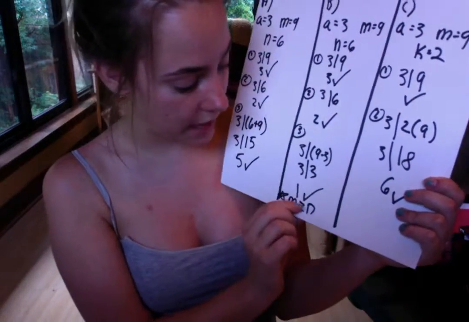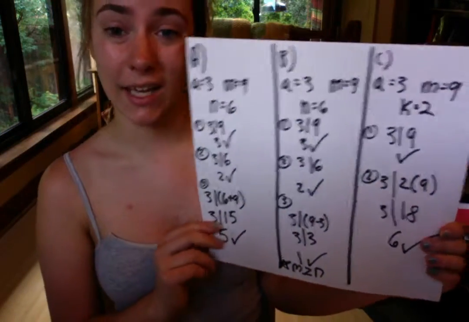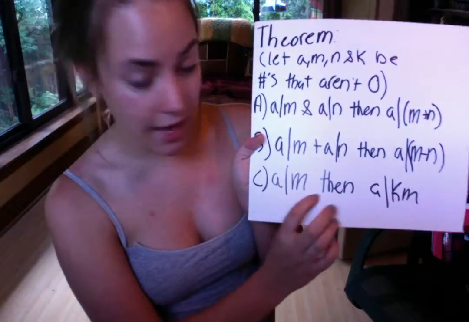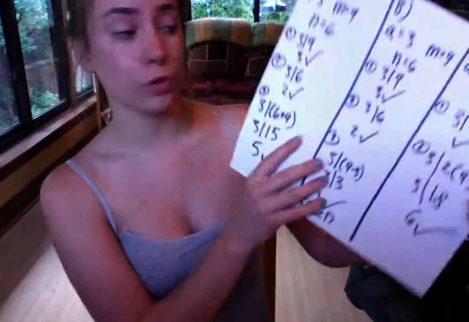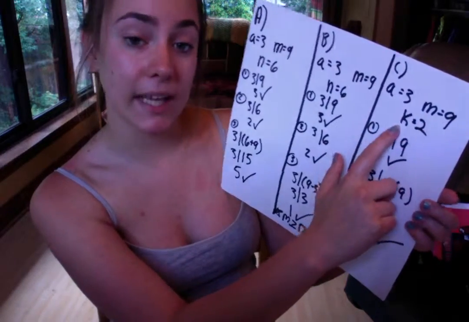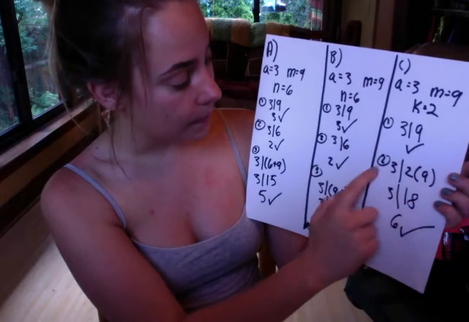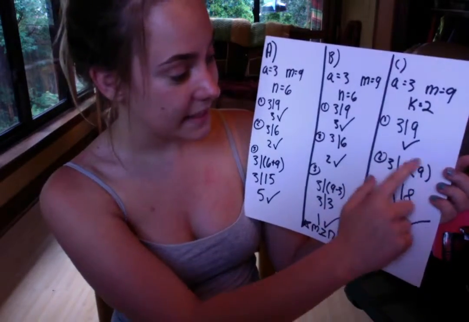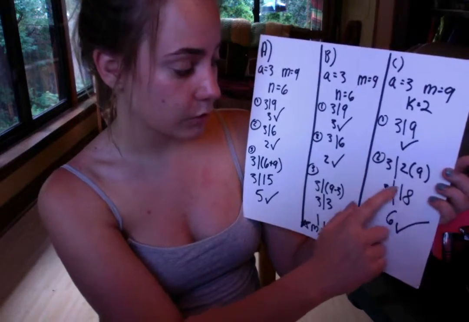However, you have to note that m has to be greater than or equal to n. This is not true. You will end up with a negative number, which will not work for this theorem. Lastly, you have a divided by m. If this is true, then a divided by k times n is true. Same numbers, a equals 3 and m equals 9, but we're going to let k equal 2. If you have 3 divided by 9 and this is true, that means that you have 3 divided by 2 times 9, which equals 2, which equals 18. So 3 divided by 18 is 6, making this true.